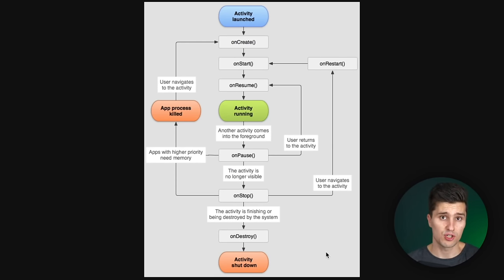There's also another special case in which the lifecycle will reach the destroyed state, and that are so-called configuration changes. That means when some kind of global configuration changes, the most common example is a screen rotation. So when the user rotates the device, that means the layout the activity is showing also needs to be reinflated. It again needs to be loaded from the resources maybe, or maybe there's a specific landscape layout. So everything will be set up from the very beginning again.